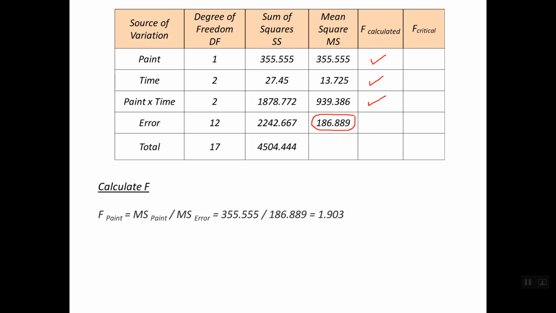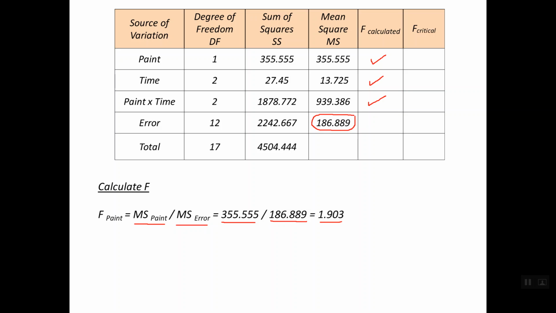186.889. So for the paint, the F calculated for the first factor, we divide the mean square for the first factor by the mean square of the error. This is the mean square for the first factor, and this is the value of the mean square for the error. So this is the value of the calculated F for the first factor.